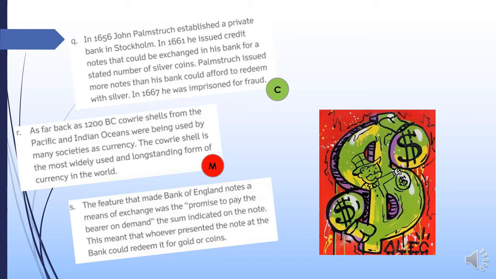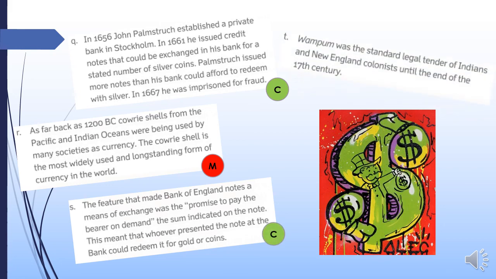The feature that made Bank of England notes a means of exchange was the promise to pay the bearer on demand. This sentence he put in quotation marks because it is written on the note that the bank issued, the same sum indicated on the note. This meant that whoever presented that note at the bank could redeem it for golden coins. The note did not say it represents, let's say, 10 coins of silver solely for X. No, it said it is for any bearer of this note. That's why anybody could go to the bank and exchange it for the amount of silver stated on it. History of credit.